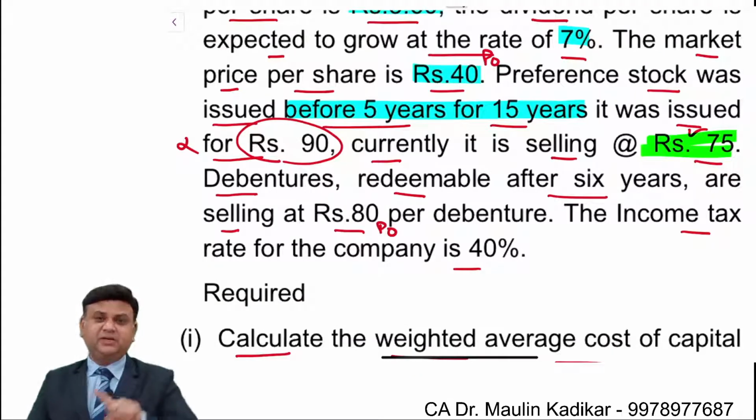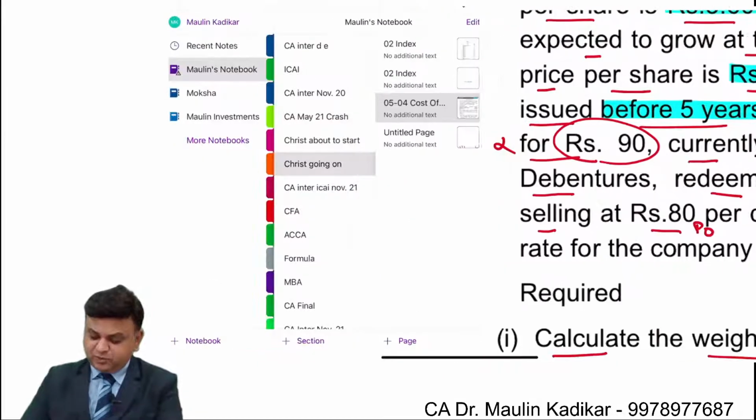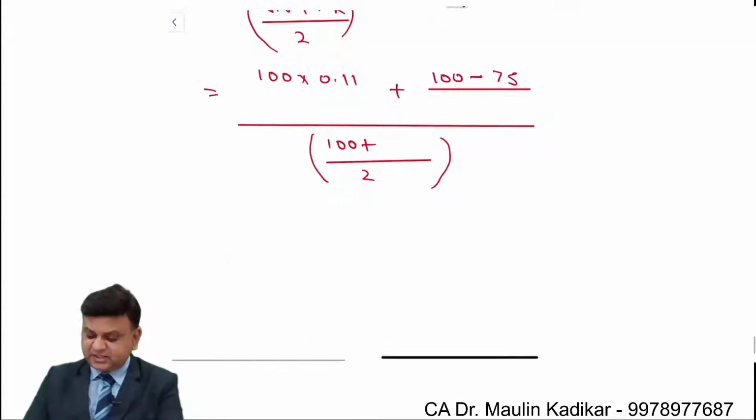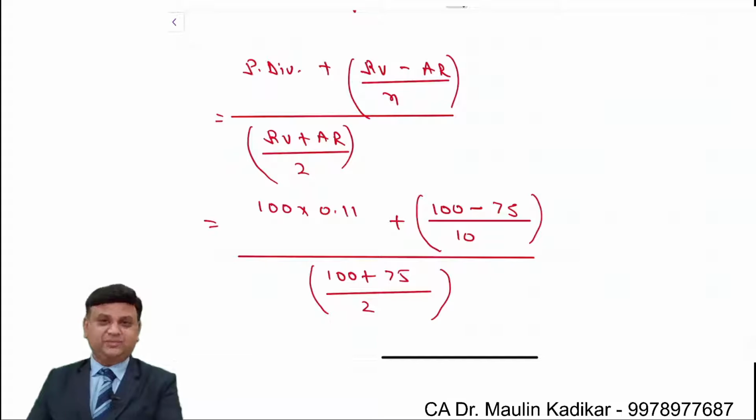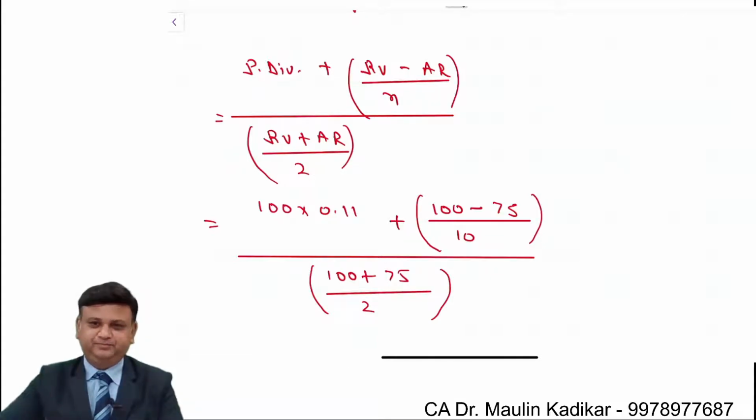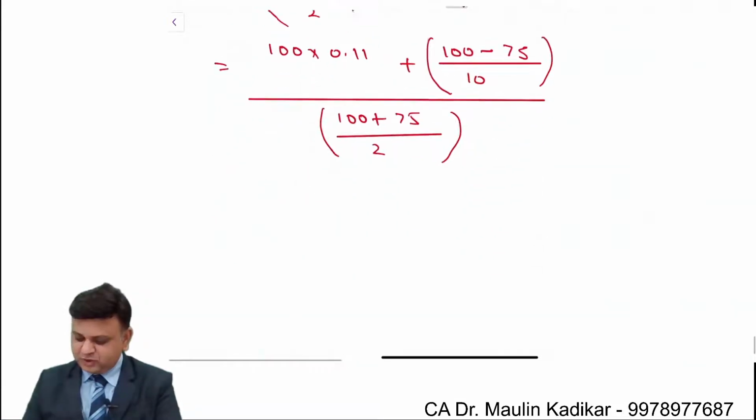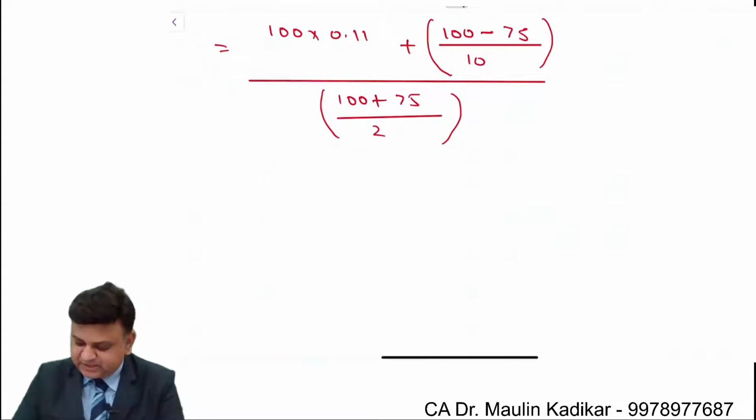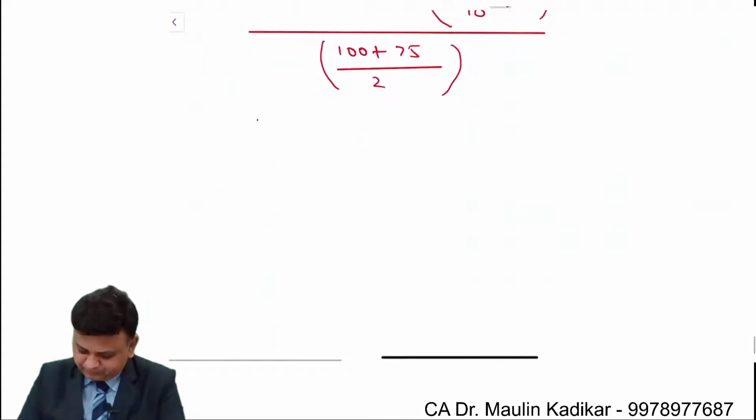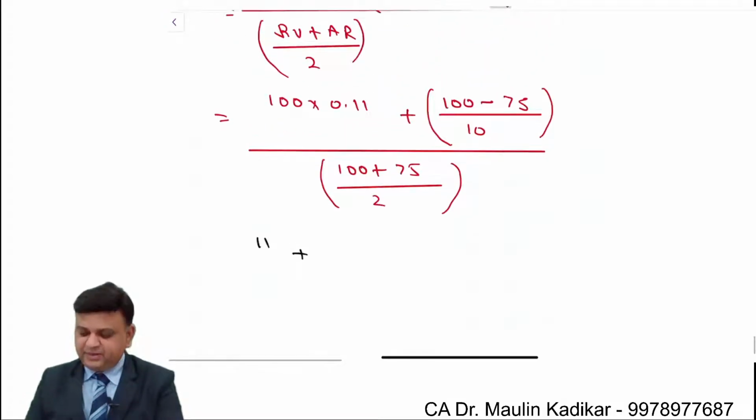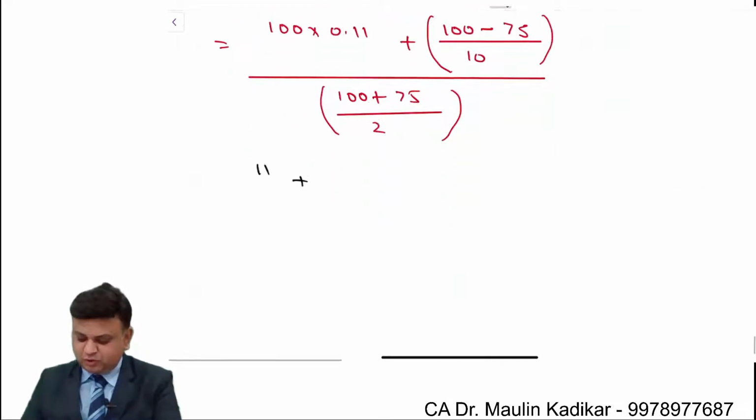Then information is given that it was issued 5 years ago for 15 years. So from today we understand that 10 years are remaining. So with this we are required to make the calculation of cost of capital. Over here, 11% of 100 rupees comes to 11, plus 100 minus 75, that is 25, divided by 10, that comes to 2 rupees 50 paise.